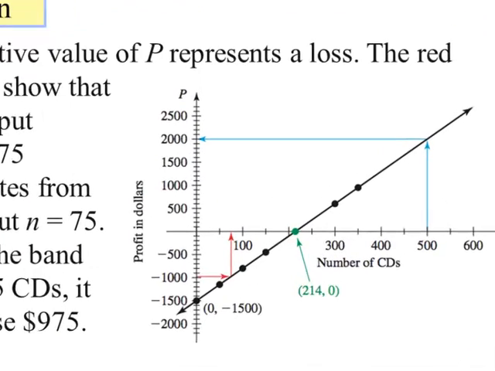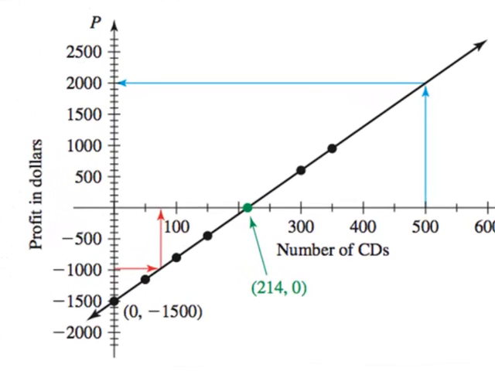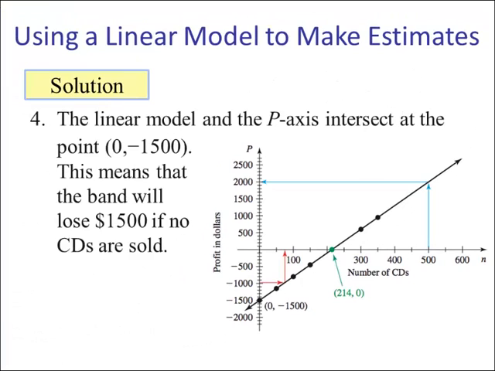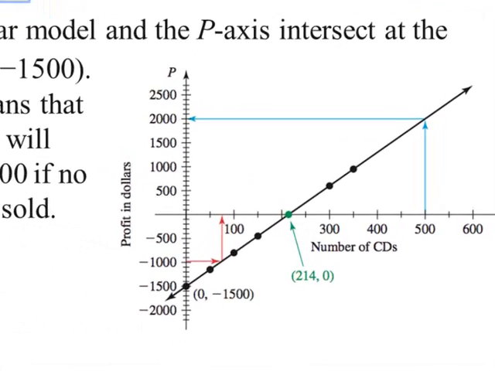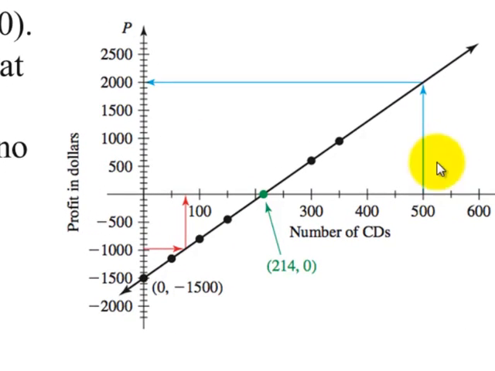Number 3. Now negative values of P represent a loss. So if we have a loss of negative $975, we can estimate that the number of CDs sold is about 75. So if the band sells 75 CDs, it will lose $975.